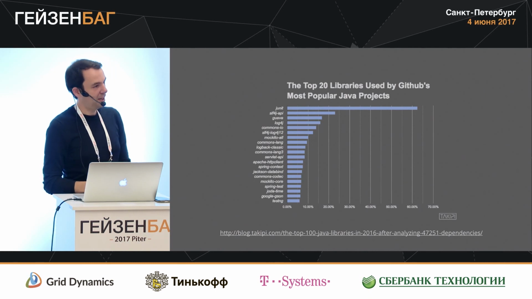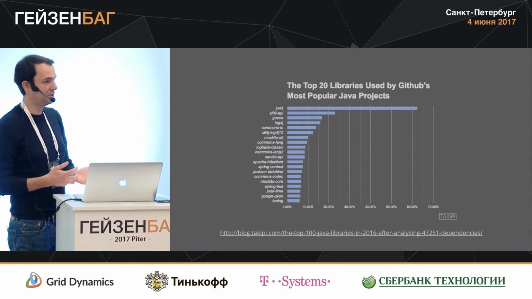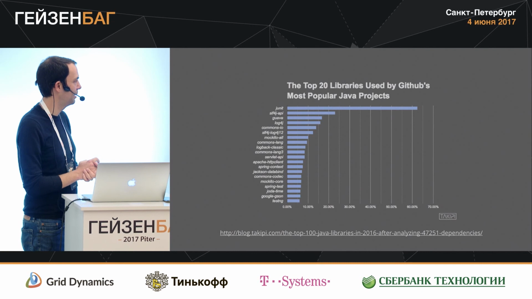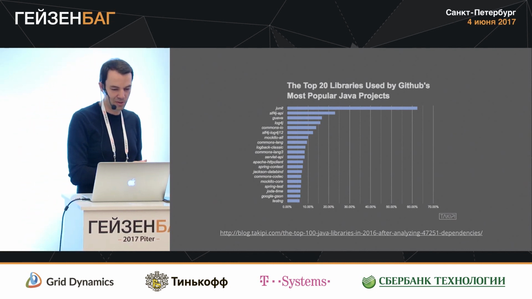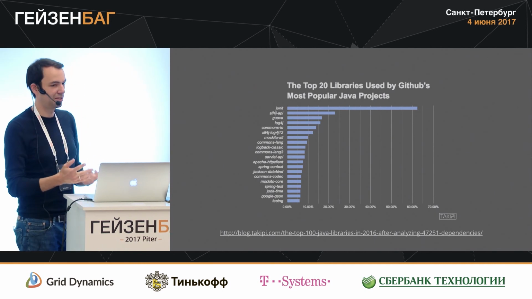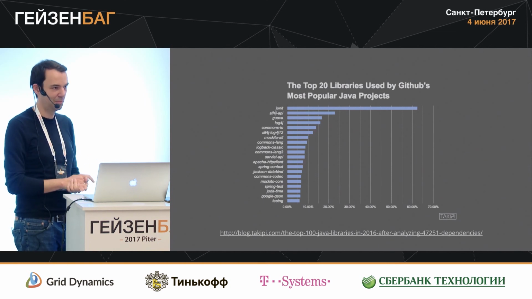There's another thing that's really hard if you're a library maintainer, is if you have a lot of people using your library or your testing framework. This is the top 20 libraries used by GitHub's most popular Java project, and JUnit is, of course, very high in the list. So yeah, a lot of people use JUnit, that's a good thing, of course, but on the other side, it's really hard to change anything.